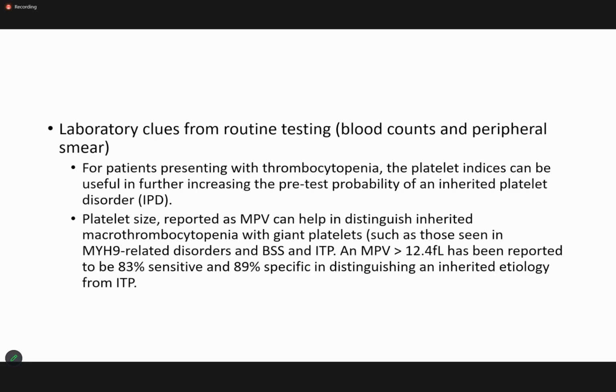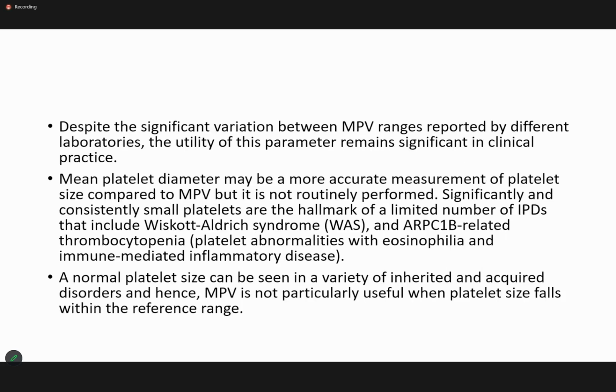Despite the significant variation in MPV ranges reported by laboratories, the utility of this parameter remains significant in clinical practice. Some laboratories do a mean platelet diameter, which may be a more accurate measurement of platelet size compared to MPV. But this mean platelet diameter is not routinely performed.